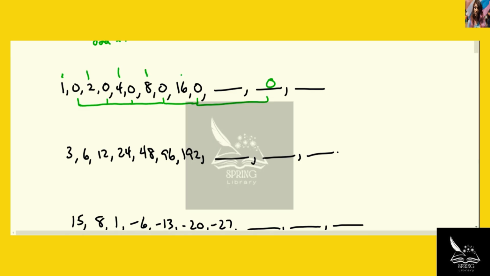Well, I have 1, 2, 4, 8, 16. These are all powers of 2, going up by 1 power each time. 16 is 2 to the 4th, so I'd expect my next one to be 2 to the 5th, or 32, and 2 to the 6th, or 64.